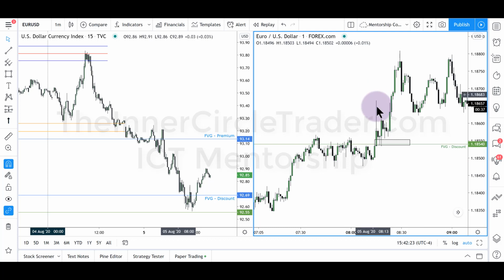Never chase it when it's up here. Give it a chance to come back. And if it doesn't come back, who cares? Get the next trade. But beautiful, beautiful precision again.